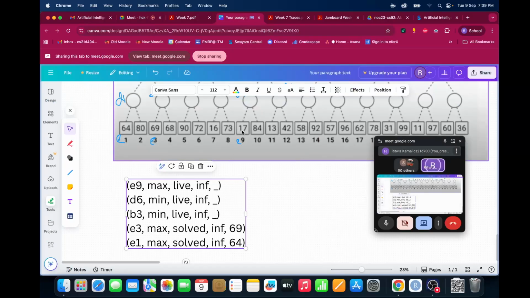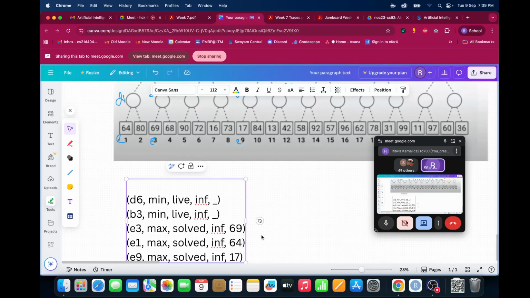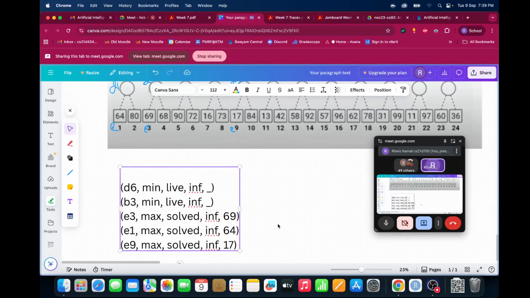Yes, so now this will return a value of 17, and this will be called 17, and this will be labeled solved. And where will this be placed? Before E3. Before E3, are you sure? Because see, it's a priority queue. No, after E1. Yeah, this value is lesser than E3 as well as E1, right? So they should come afterwards. Okay.